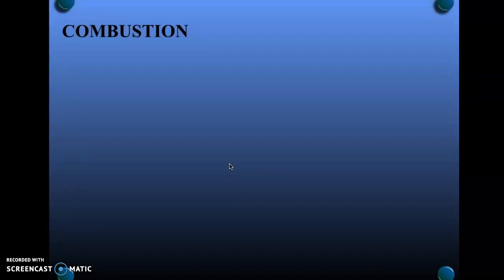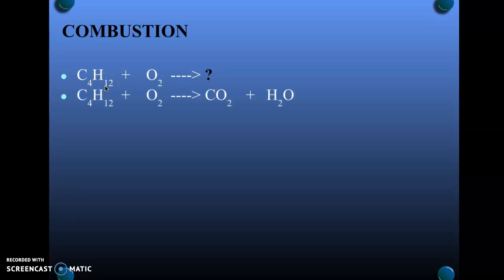So let's look at a couple of examples here. All right, so you got C4H12 plus O2. Well, first of all, we can tell it's combustion because of O2 on the reactant side. Then the next thing, this is a hydrocarbon, the C4H12. So when you combust a hydrocarbon, we always get carbon dioxide and water. So those are our two products. The last thing you do now is you balance this.